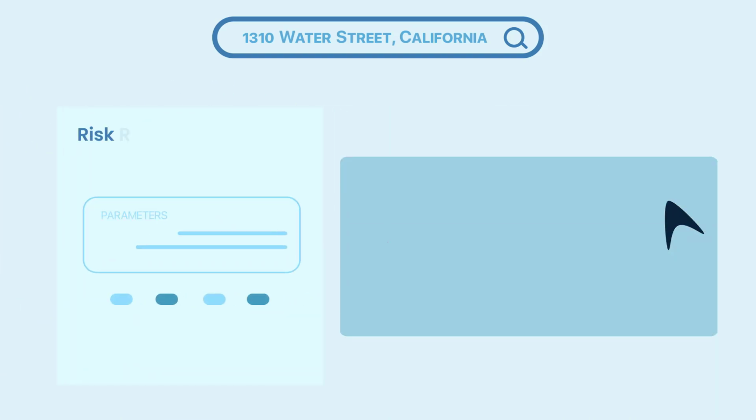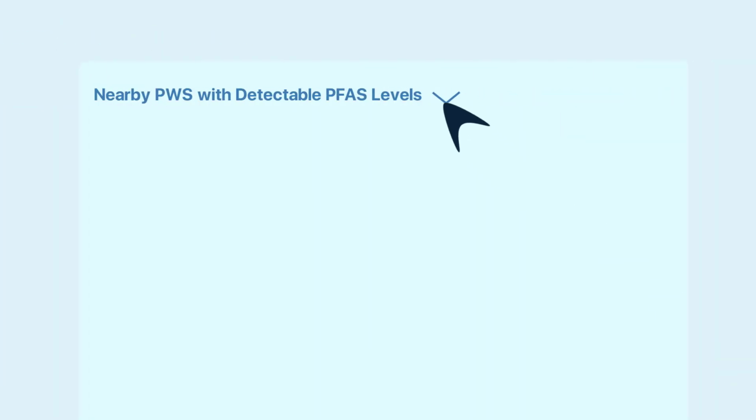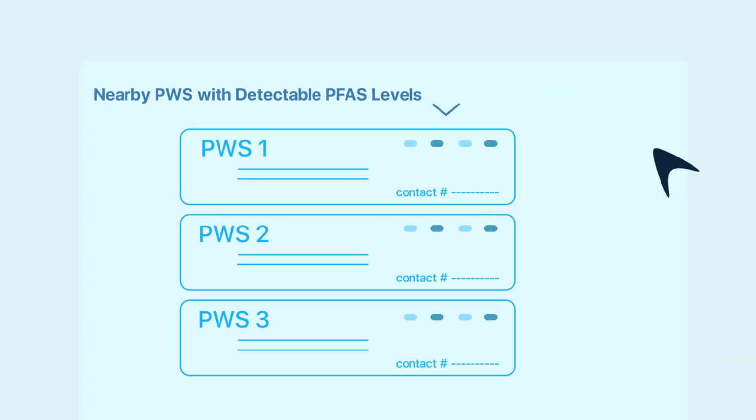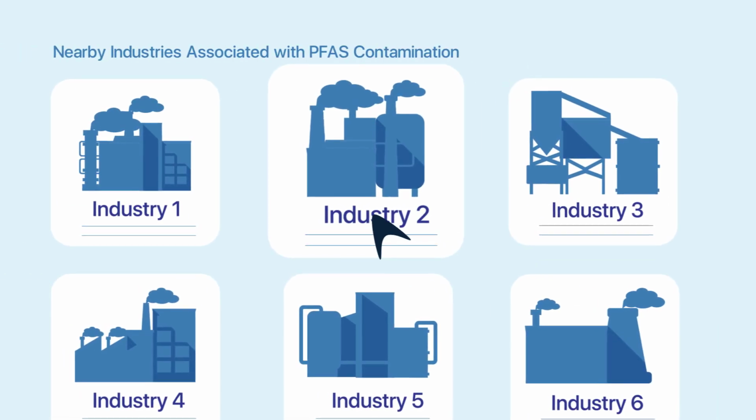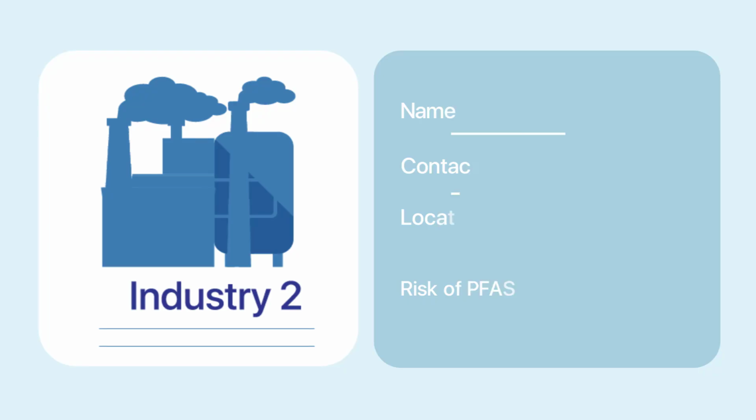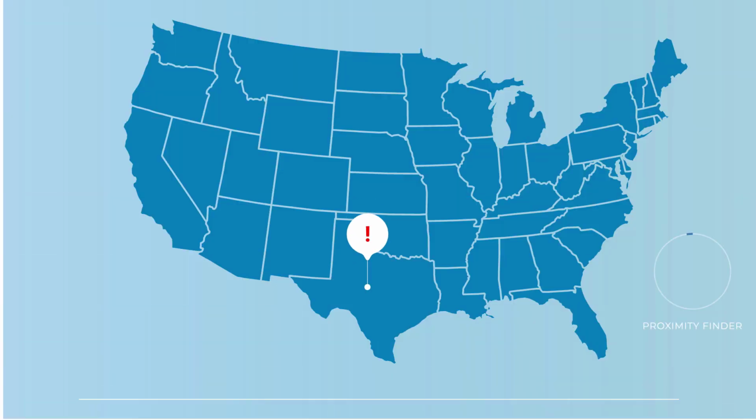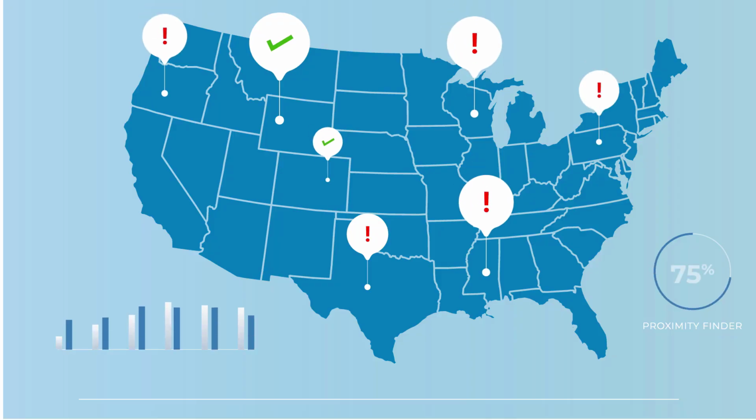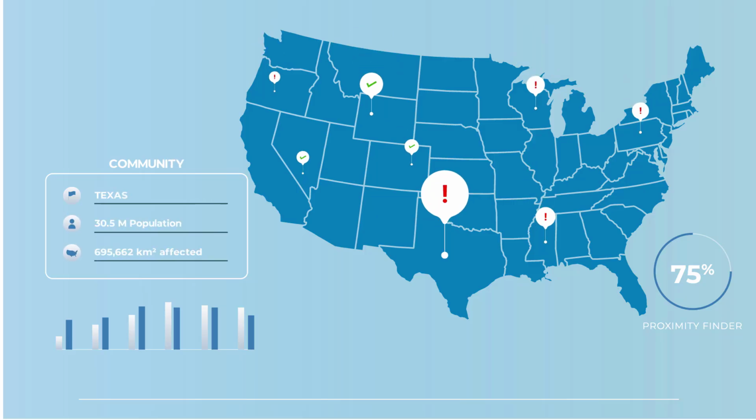You can also see a risk rating for the entered location, the nearby public water supplies that have detectable PFaaS levels, and a list of nearby industrial facilities that are known to or suspected to be associated with PFaaS contamination. Ultimately, you can use the PFaaS Proximity Finder as a service tool to determine your level of risk and the level of risk of communities' exposure to PFaaS contamination.